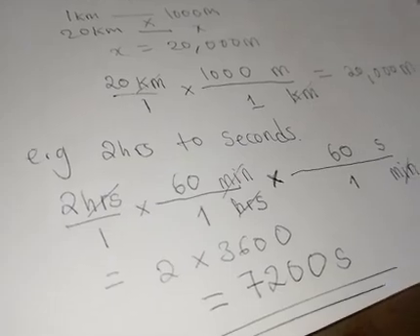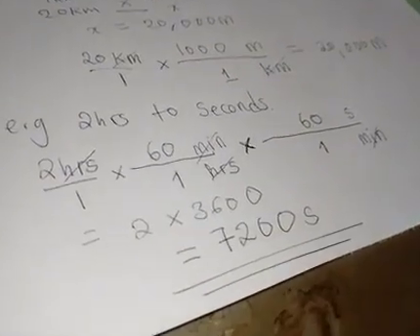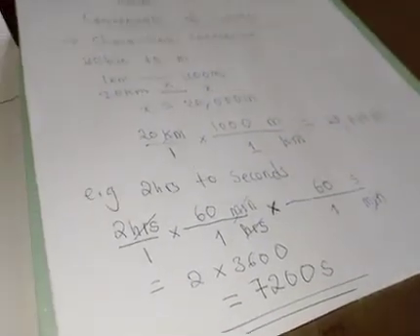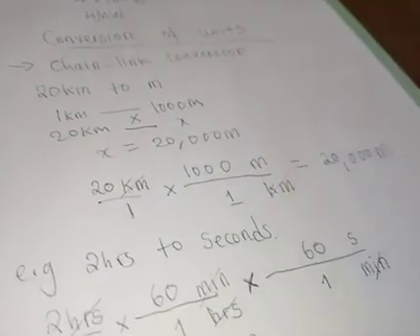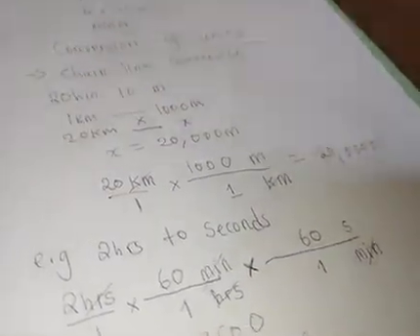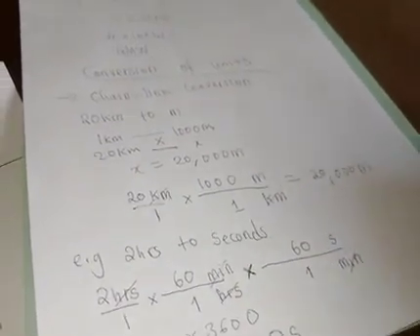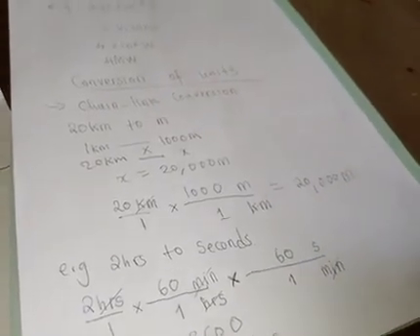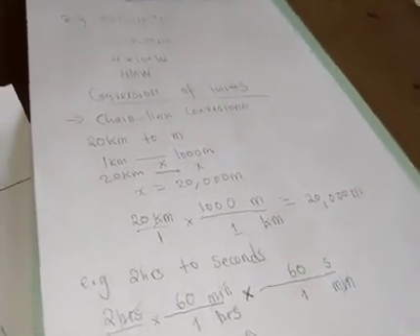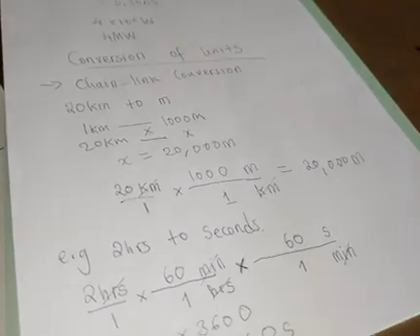So just confirm. Okay, so that's it. So this is how we use the chain linking conversions. We'll solve more examples, just that for now I'm explaining just to get the concept of the chain linking conversion. So from this we can proceed to solving some questions now.